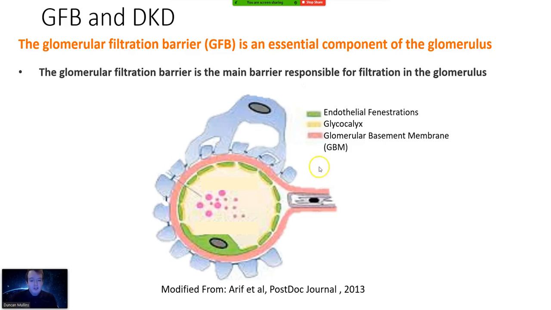The glomerular filtration barrier is an essential component of the glomerulus, composed here of three layers: the GBM in pink, the endothelial cells in green, specifically the gaps between them, called fenestrations, and the endothelial glycocalyx here in yellow on the underside of the endothelial cells.